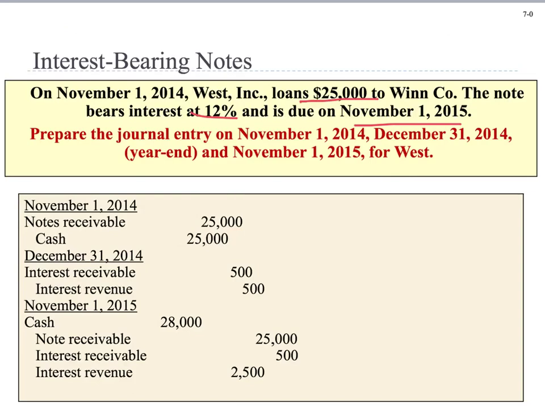Now, Win Company would have set up, what would they have set up? On November 1st, they would have debited what? The cash for $25,000 and credited what? The notes payable for $25,000. Right? So you don't forget who's who. This is West. This is Win.